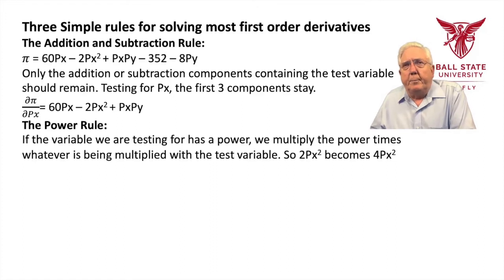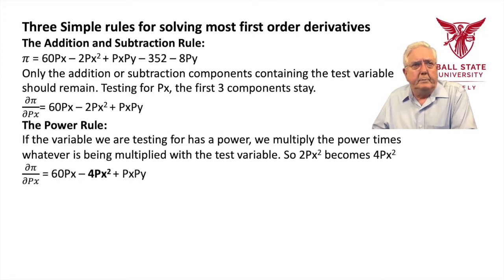The next rule is called the power rule. It applies here because we have PX to the power of 2. We've got to deal with that. So how do we do it? If the variable we are testing for has a power, we multiply that power times whatever is being multiplied with the test variable. So 2PX squared becomes 4PX squared. Okay, there we go. That's it. That's the power rule.